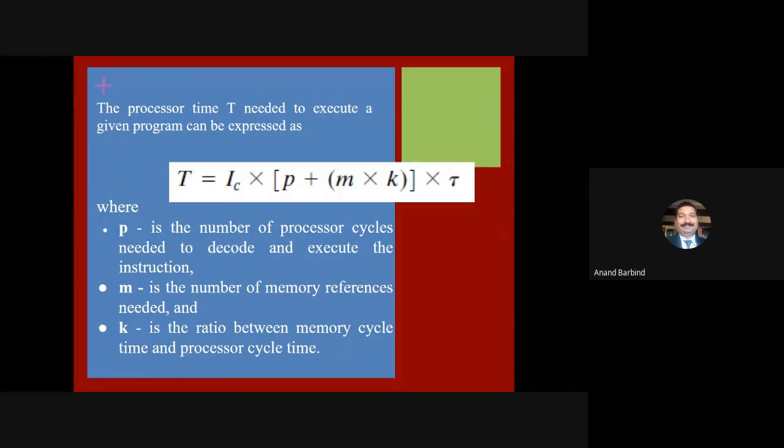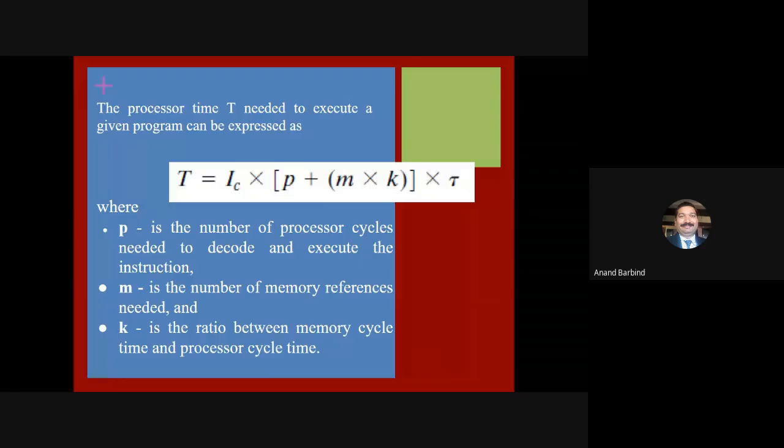Memory operation is said to be the external operation. Usually, more time is required for performing external operations, the operations that are related to memory, whereas K is the ratio between the memory cycle time and the processor cycle time. So that is how many instructions are of the memory type and how many instructions are to be executed inside the processor.